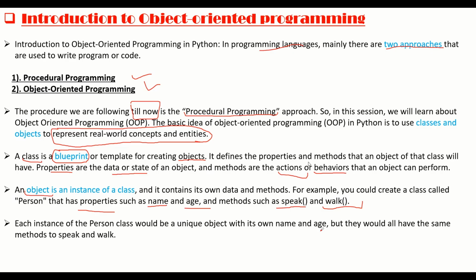Okay guys, so now each instance of the person class would be a unique object with its own name and age, but they would all have the same methods to speak and walk. So remember it: they all have the same methods to speak and walk.